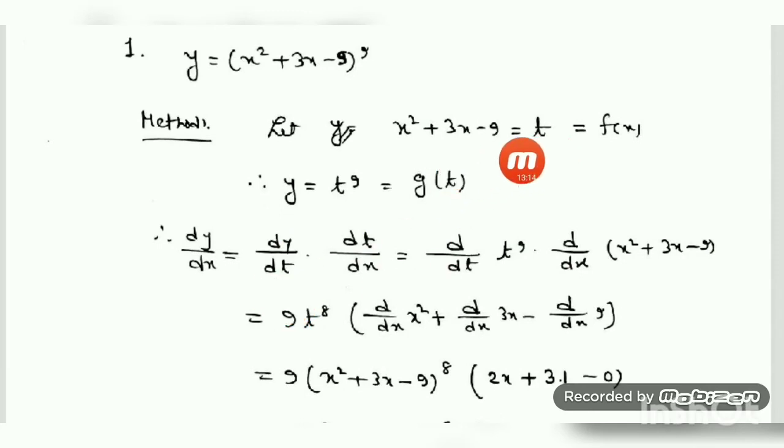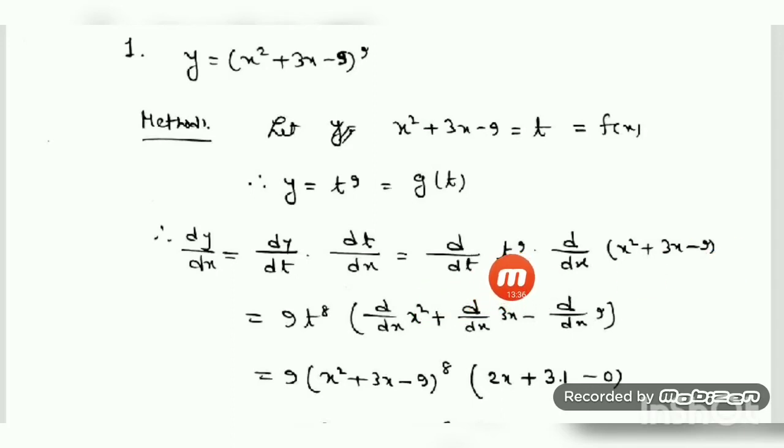Is it not? t is a function of x. So d/dx of t we can write. So what to do? d/dt of, substitute the value of y, which is t to the power 9. Then d/dx of what is t? t is x square plus this one. Now both of these are differentiable by using the standard formula. What is the formula we are going to apply here? You see, d/dt of t to the power 9.